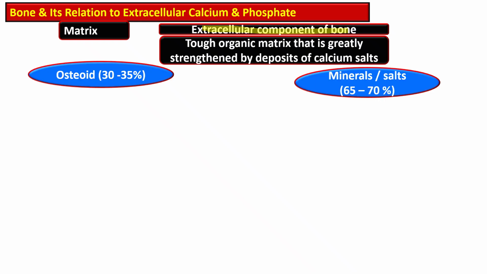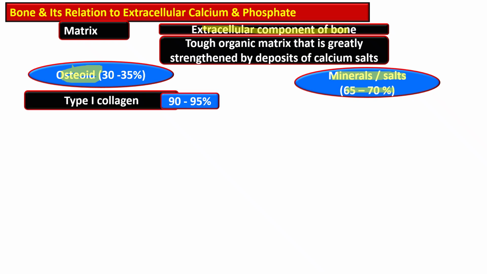It is mainly divided into two parts: the osteoid, that comprises about 30 to 35% of the bone matrix, and then there are minerals and salts that comprise about 65 to 70% of the matrix. In new bone there is a high percentage of the matrix compared to the salt.